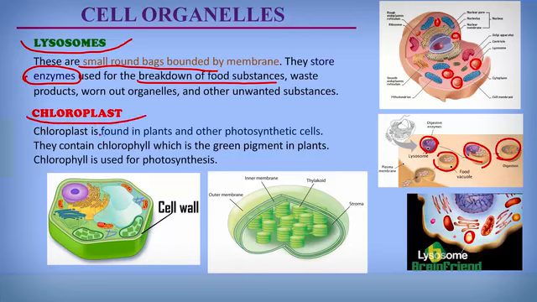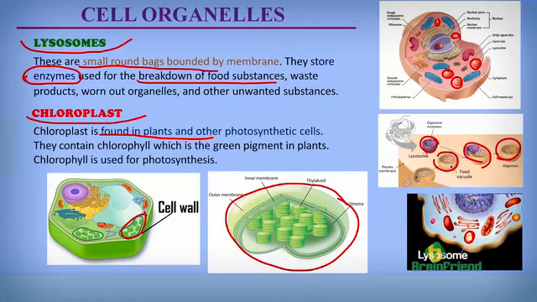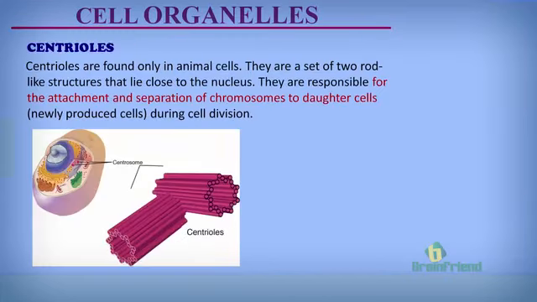Another cell organelle we must look at is the chloroplast. Chloroplast is found in plant cells and other photosynthetic cells. This is the chloroplast. This is a plant cell, and you can see the chloroplast. What does the chloroplast do? The chloroplast contains chlorophyll. Chlorophyll is the green pigment found in plants. Chlorophyll is used for photosynthesis. So all plant cells and all photosynthetic cells have chloroplasts.